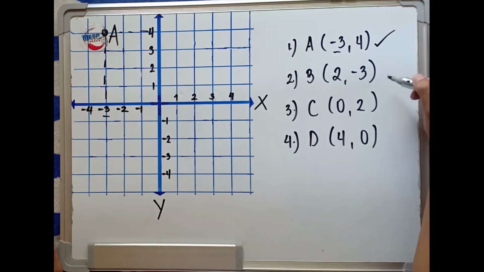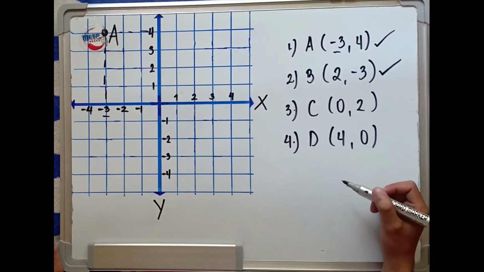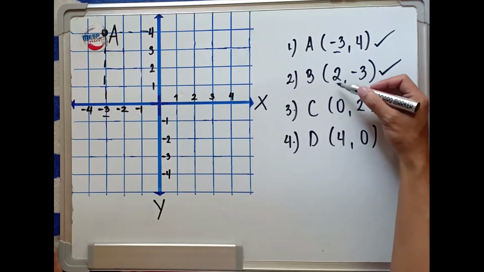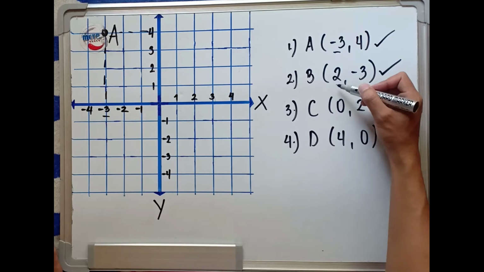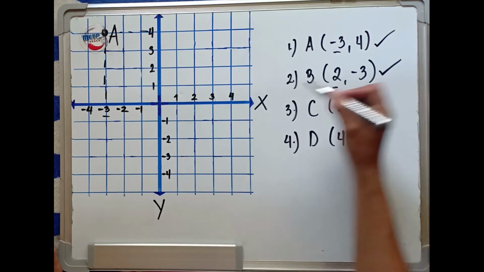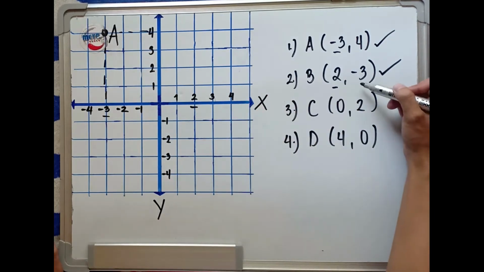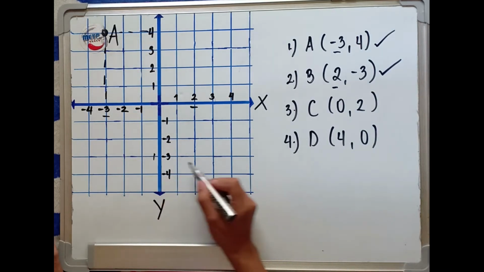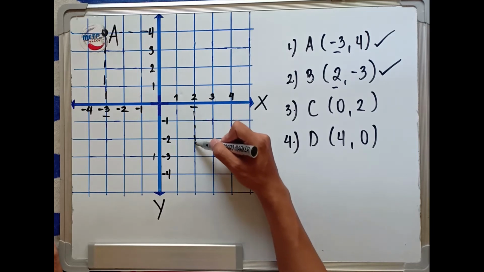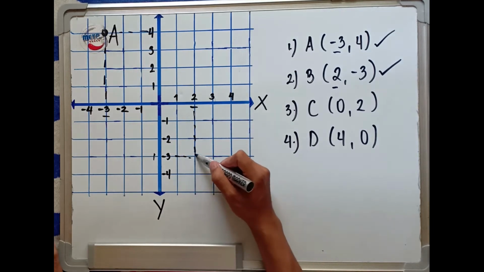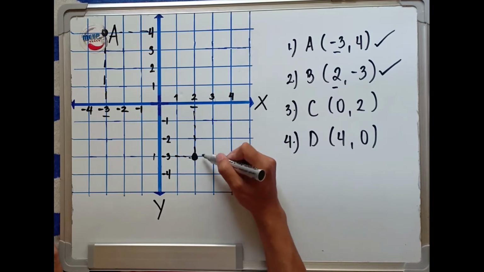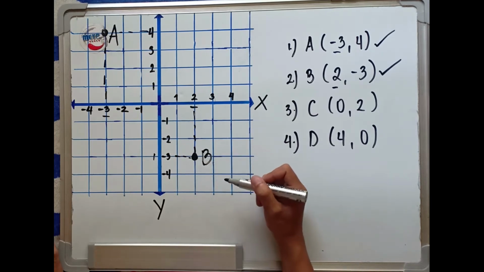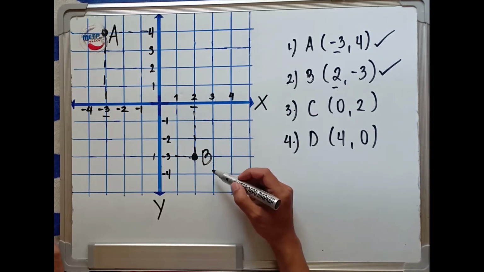Now, let us plot point B. Point B will have the ordered pair of 2 and negative 3. For your x, you have positive 2. For y, you have negative 3. So positive 2 and negative 3. This will be your point B. Point B is located at the fourth quadrant.